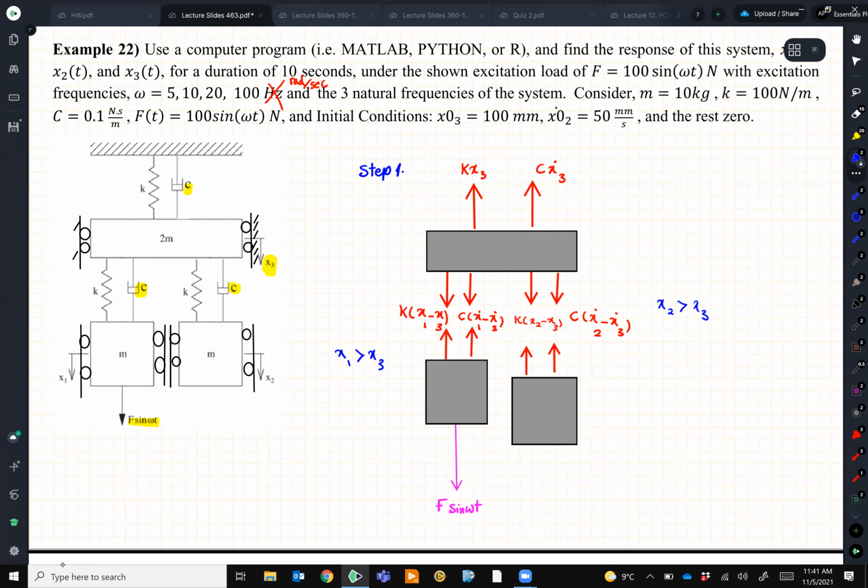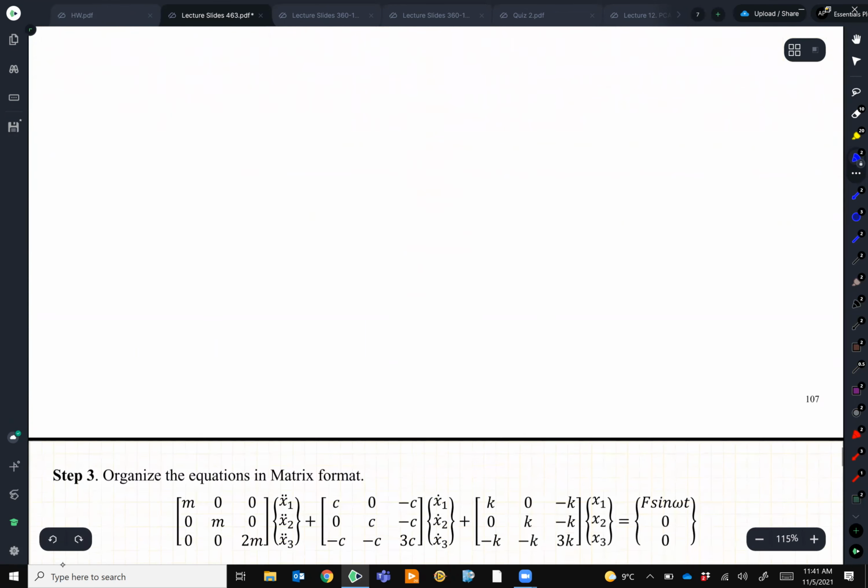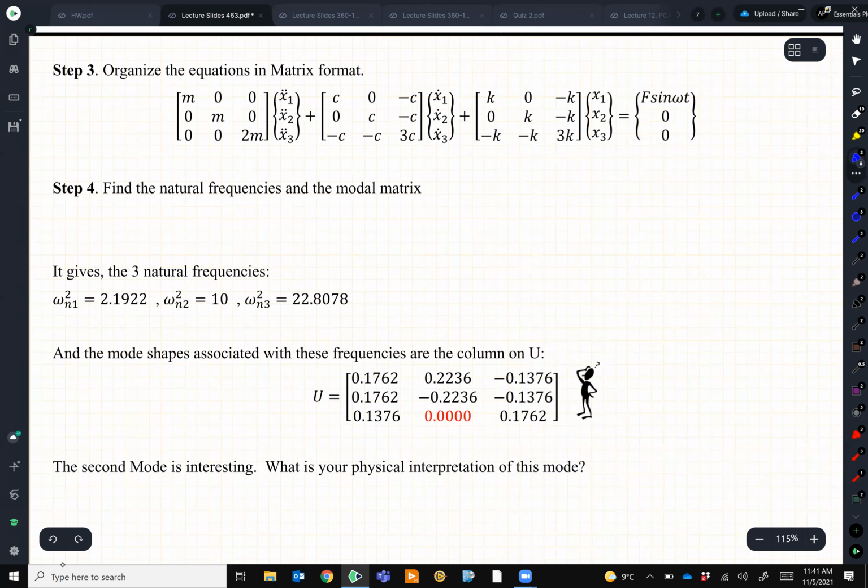All right, so we have the free body diagrams. You know what to do with them. Sum of the forces is equal to ma. That page is for you. And we will get to step 3.